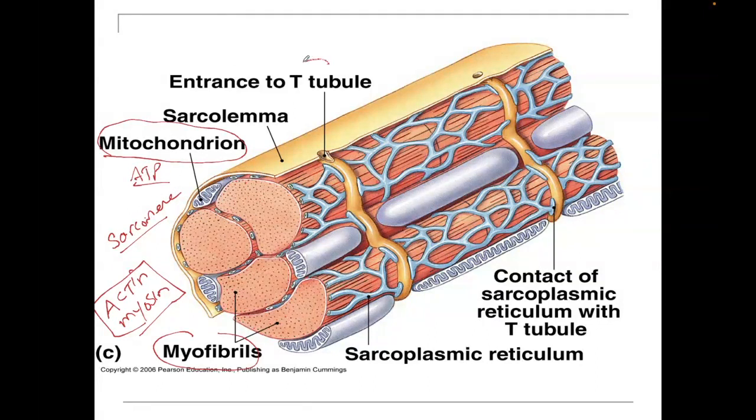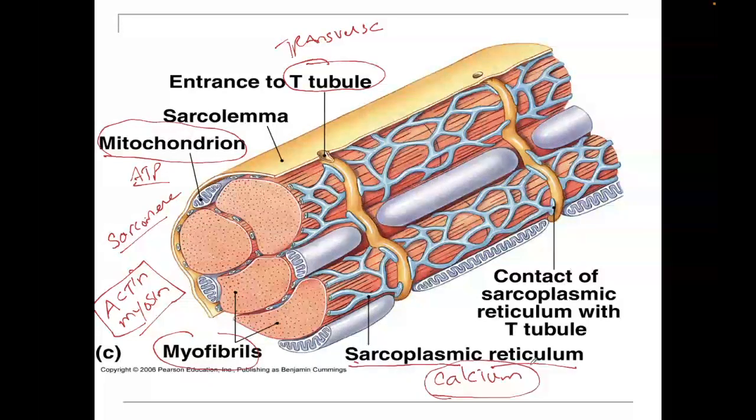We have a T tubule. This T tubule, the T stands for transverse tubule. And if you look, this structure and this structure here, they run transversely to everything else going left to right. So the blue meshwork, this blue tubular spider web looking thing is called the sarcoplasmic reticulum.